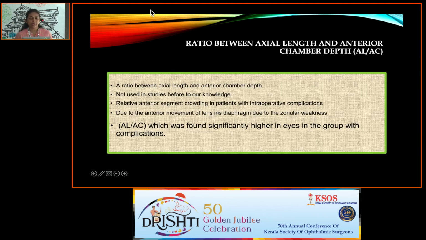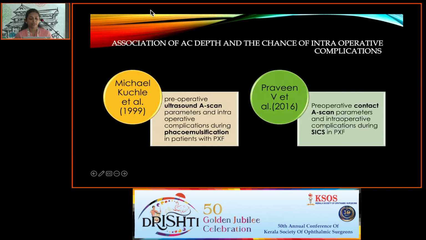The ratio between axial length and the anterior chamber depth was not used in studies before, to our knowledge. This shows a relative anterior segment crowding, and this is due to the anterior movement of the lens iris diaphragm due to zonular weakness, and this was found significantly higher in eyes in the group with complications.